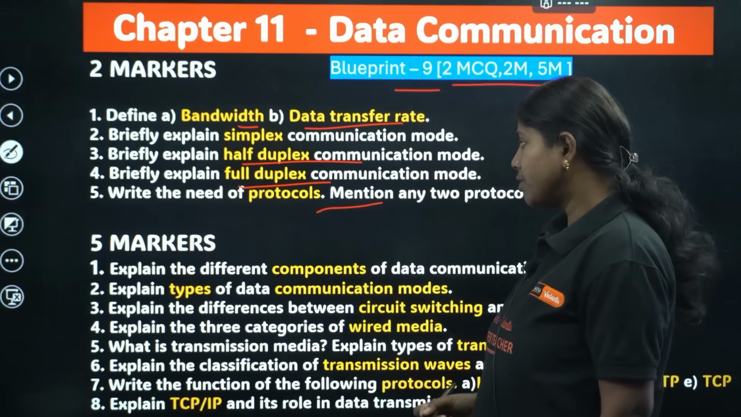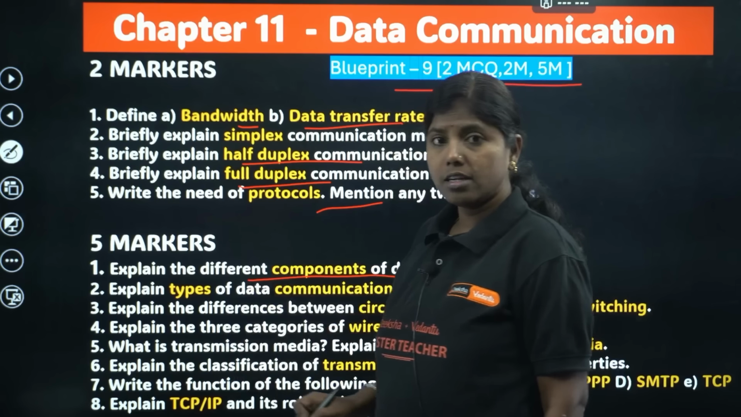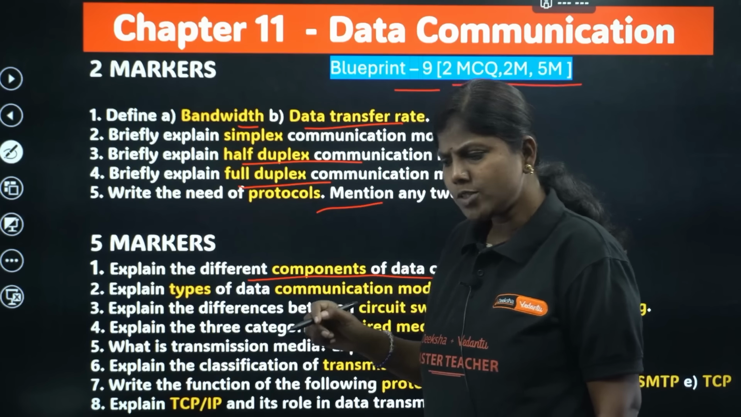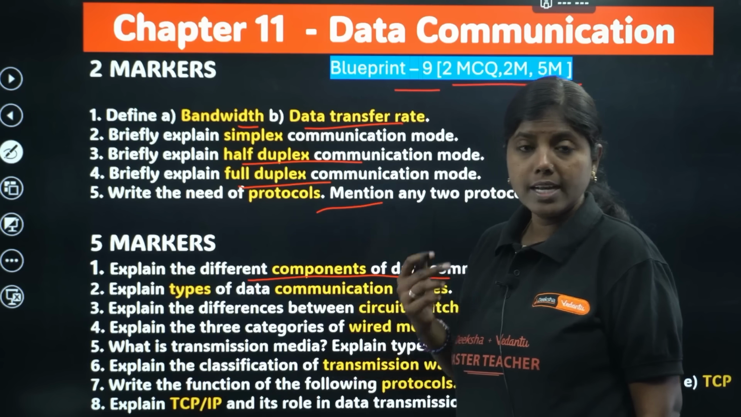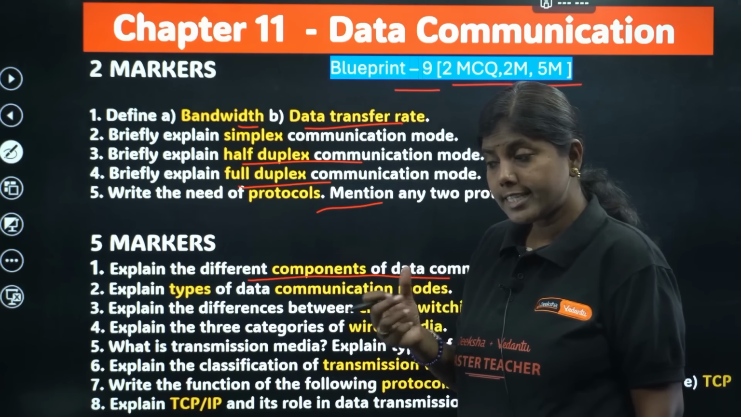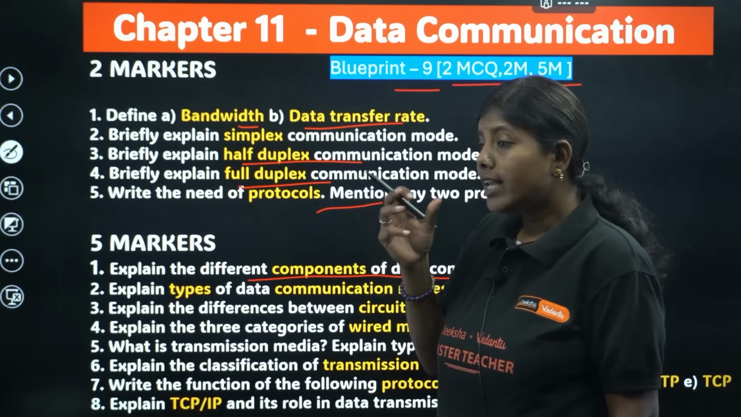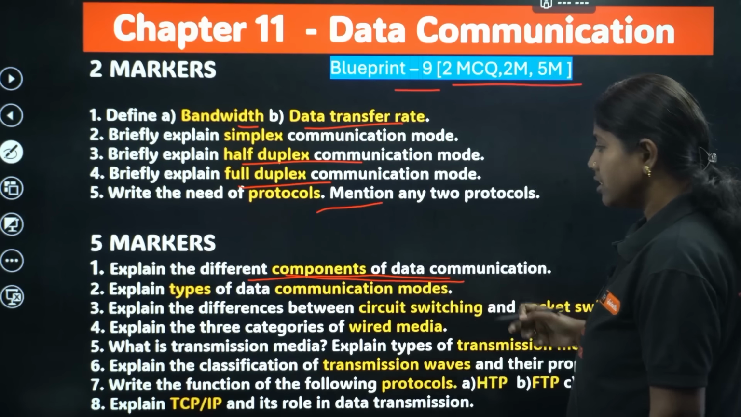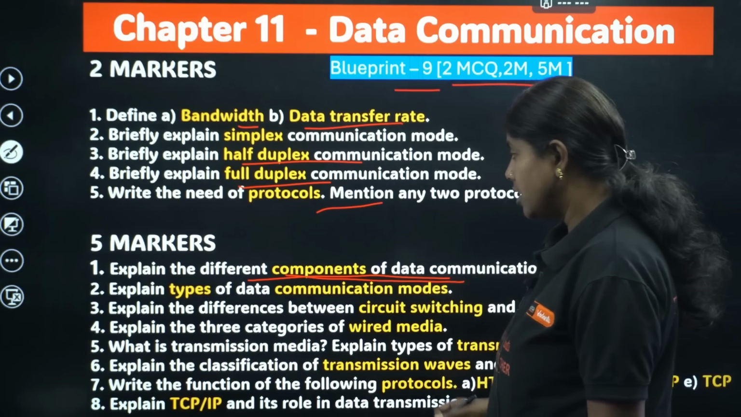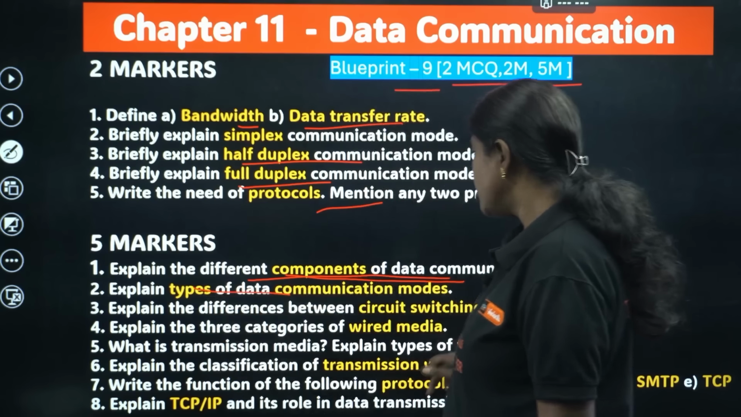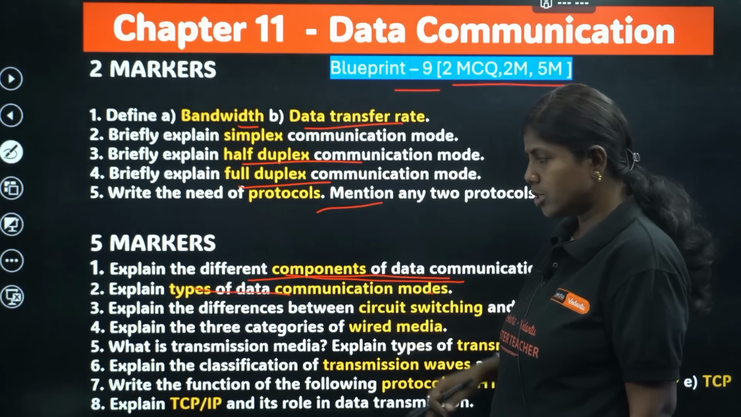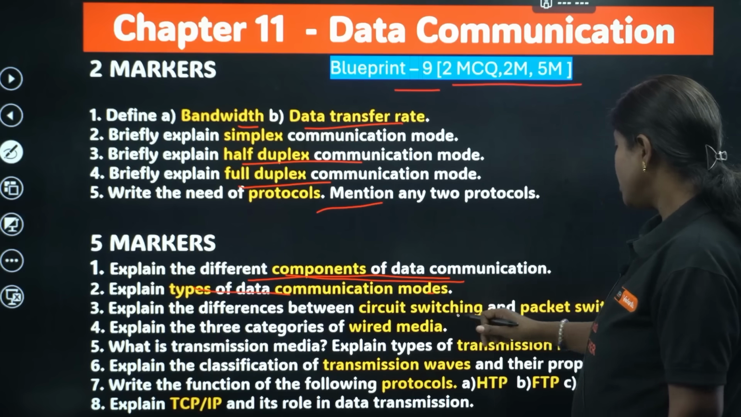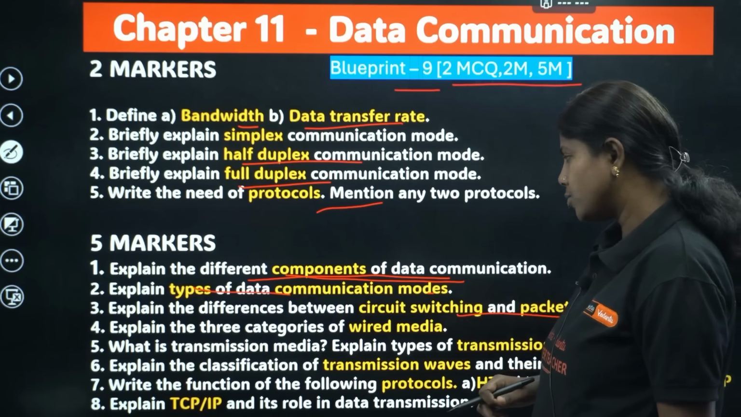For 5 markers, what are the different questions? Components of data communication, that means sender, receiver, message, and communication path. Communication medium we call it, right? It's nothing but the communication path only. So like this you're supposed to write the different components of data communication. And what are the types of data communication modes? These are the different types of communication modes. After that, the difference between circuit switching and packet switching.